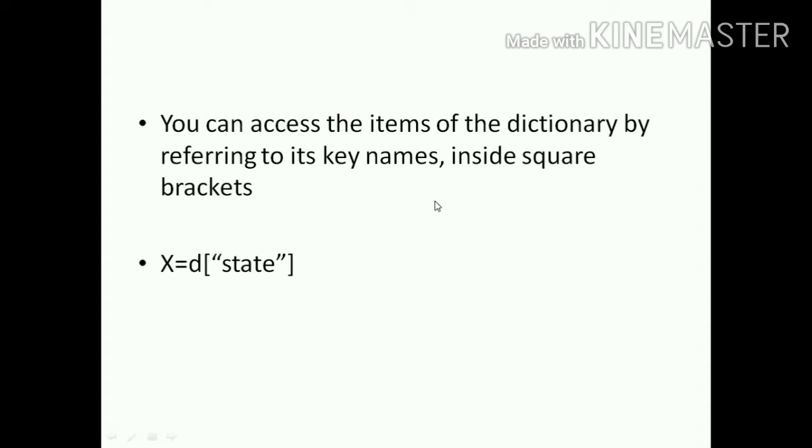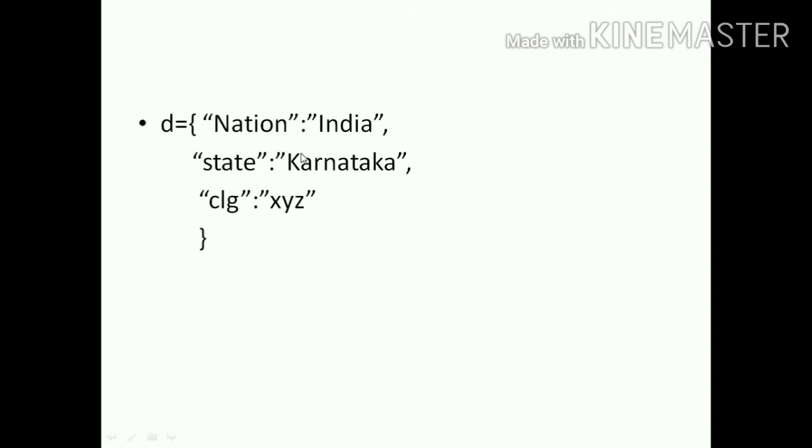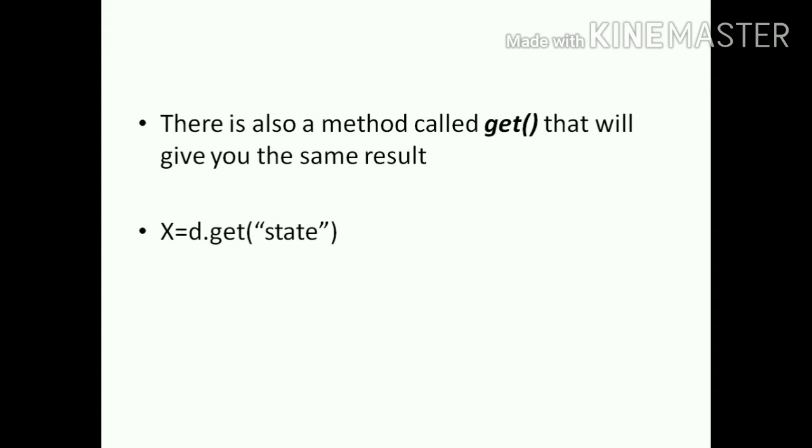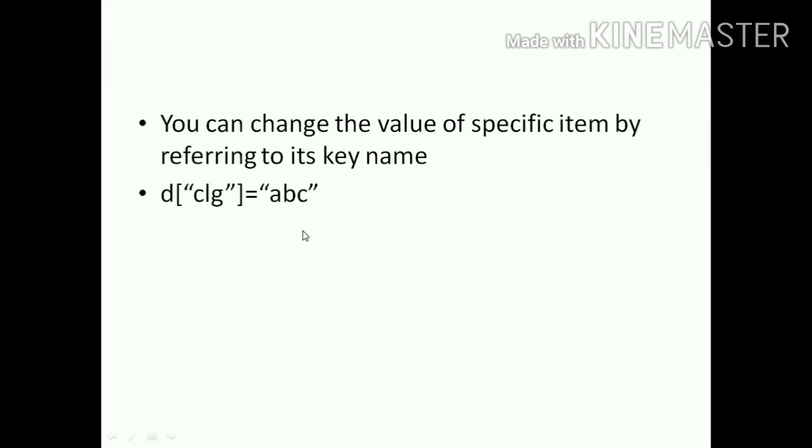You can access the items of the dictionary by referring to the key names, like D of state. When I say D of state, state is my key, so the corresponding value will be returned. So when I say D of state, Karnataka will be returned. A similar operation can be done using the get method, like D dot get state. It will return the value for the corresponding key.